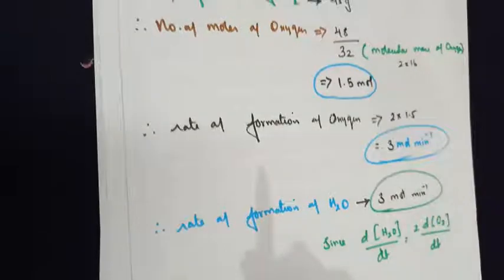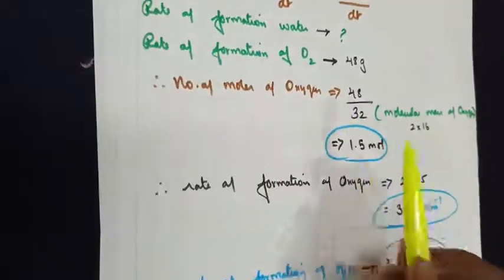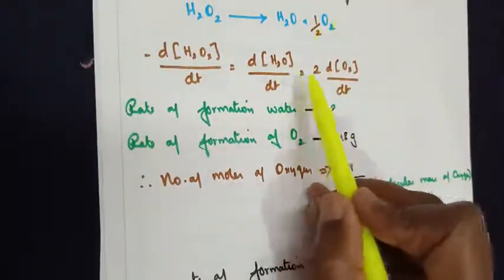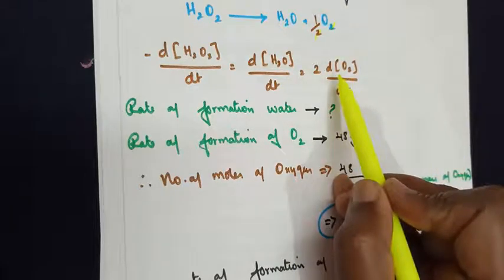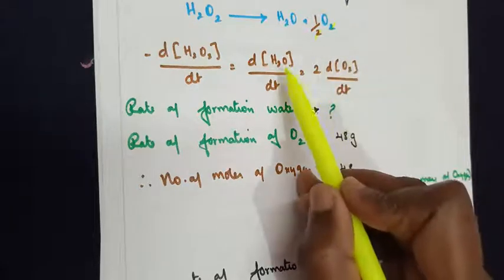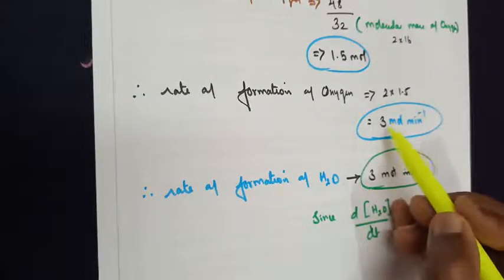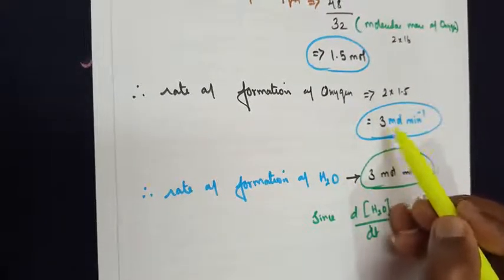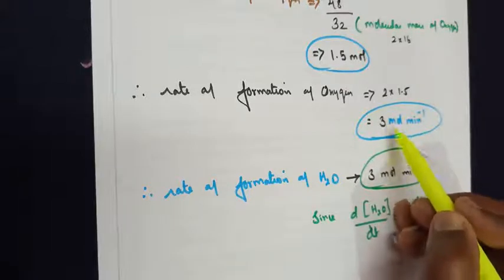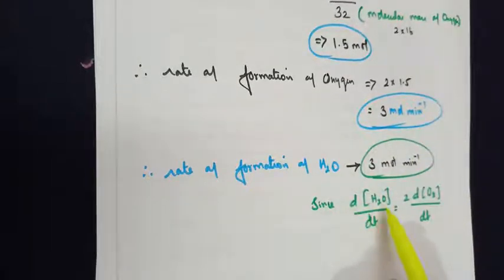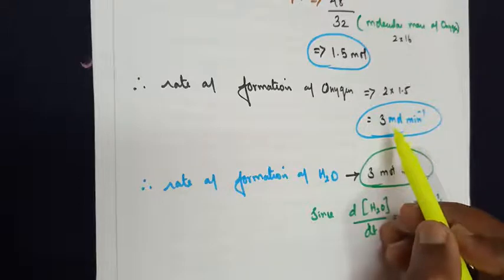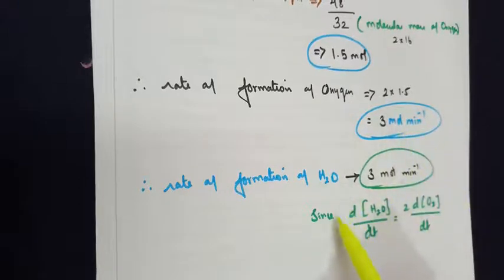Now, therefore, the given question is the rate of formation of water. Now, if you look at it, these two are equal to one another. So, if you find out this answer, this is also relevant for the other one. Therefore, the rate of formation of water is equal to whatever value we have calculated for the oxygen, since d of H2O by dt is equal to 2 into d of oxygen by dt. Hence, whatever formation of oxygen we have calculated is also applicable for the formation of water. Thank you.